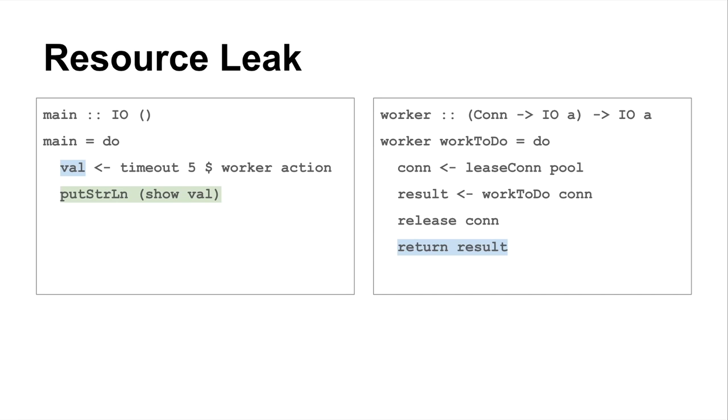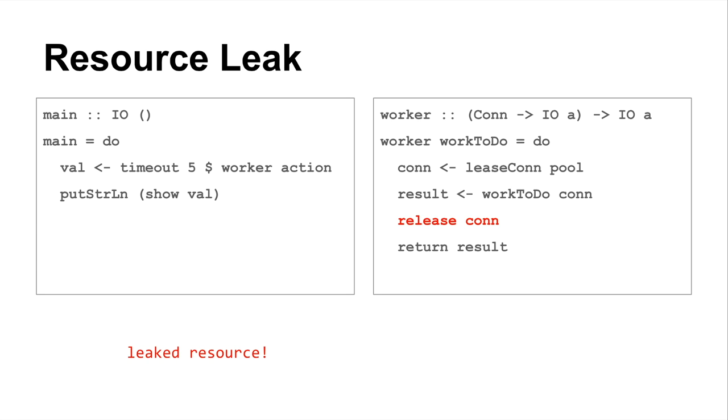But what happens if we don't get that work done in 5 nanoseconds? Maybe the work takes 5 nanoseconds, maybe it takes a year or something like that. Start cruising through this program again: we lease a connection from the pool, we start doing some work, and then we time out. The way this is implemented is we throw an asynchronous exception to this forked thread, signaling that it's time to go home. And then this thing can be replaced with the exception that we threw, and we leak this resource here.